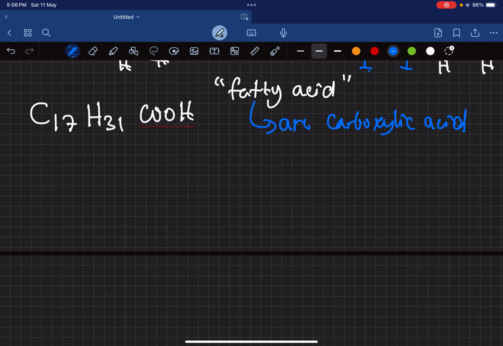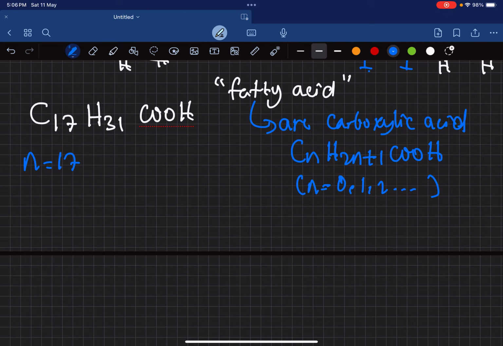All carboxylic acids have a general formula of CnH2n+1COOH. So n can be starting from 0, 1, 2, and so on. When n equals 17, let's plug it into the formula. What do you get? C17, H 17 times 2, 34, 34 plus 1 is 35, COOH.